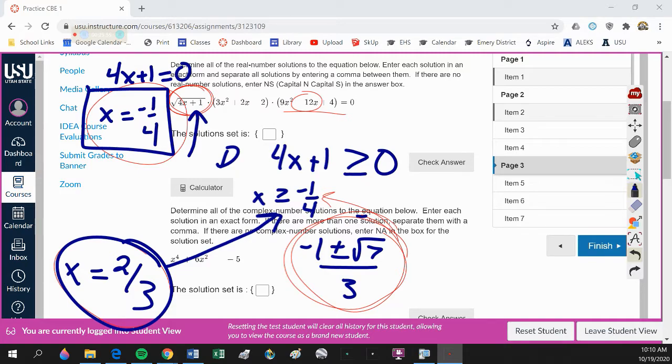Well, I don't know. Let's plug it in. So negative 1 plus the square root of 7, and then I divide that by 3, and I get 0.5. Does that work? Yes. Negative 1 minus the square root of 7 divided by 3 is negative 1.21. No. So this piece gets thrown out because it does not satisfy the domain restriction. Does that make sense?